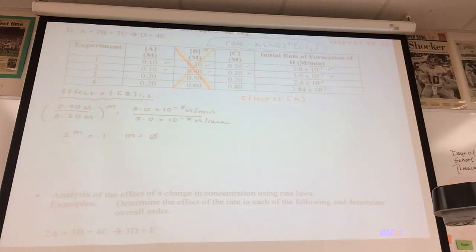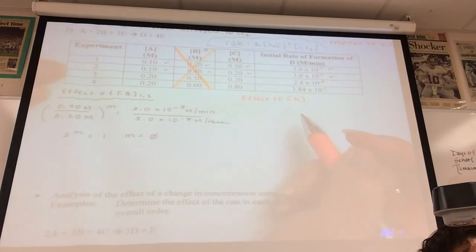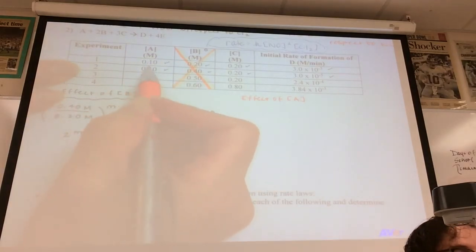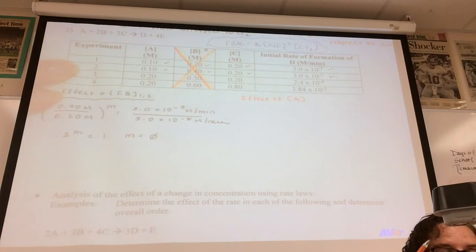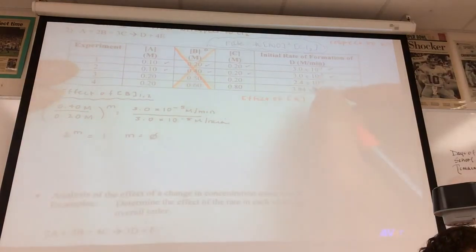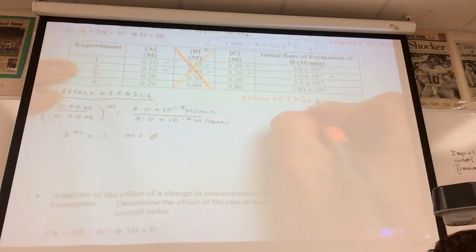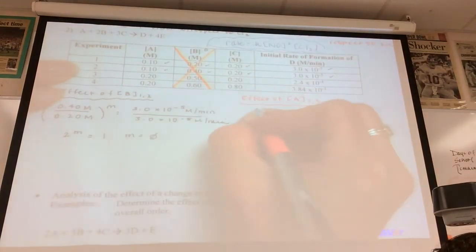All right, so to get the effect of A, which experiments did you select? Which experiments did you select? 2 and 3. You couldn't pick 1 and 2 because then A wouldn't change. If you ever get 1 to the n or 1 to an exponent, you've made an error. So you've got 2 and 3. We can see the doubling of A.